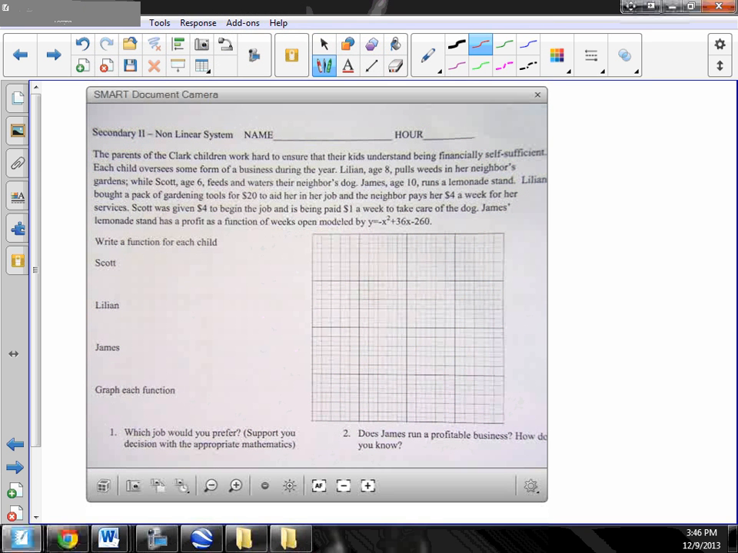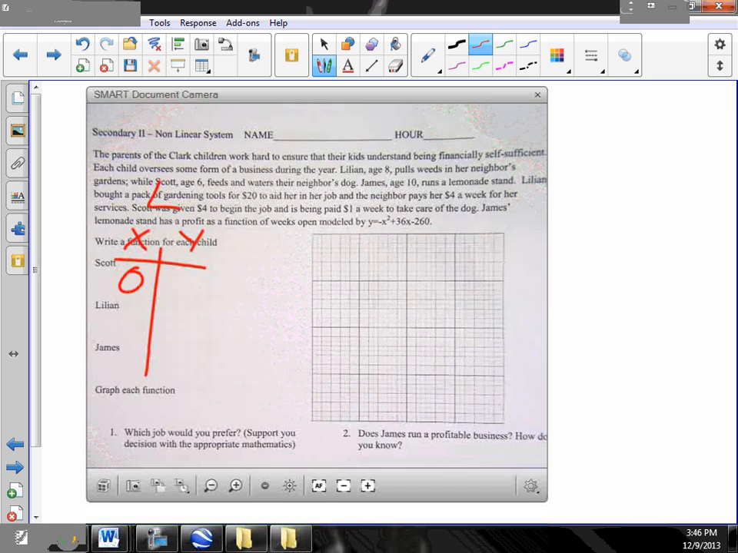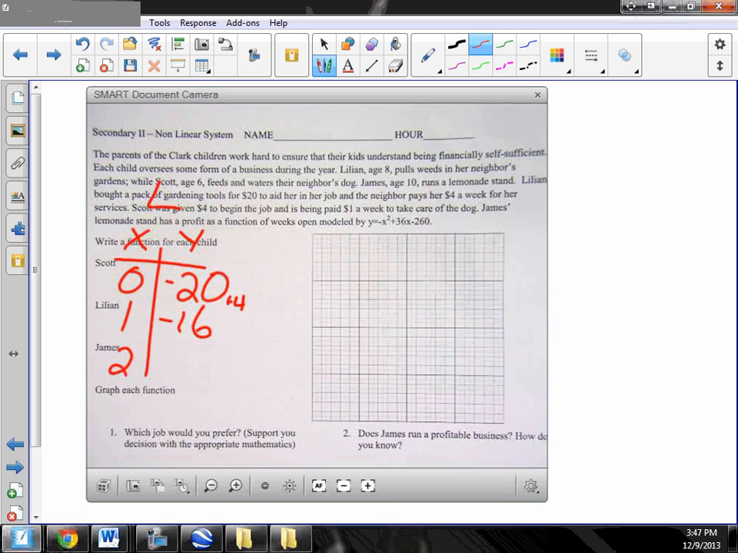So let's start with Lillian's. This will be Lillian's chart, X's and Y's. When this story begins, she's already spent $20. So 0, negative 20. And each week she gets paid $4, so we're going to add 4 to that. 1, negative 16, 2, negative 12, and so on.